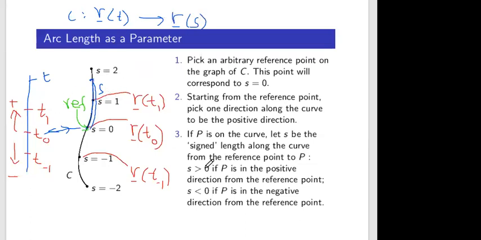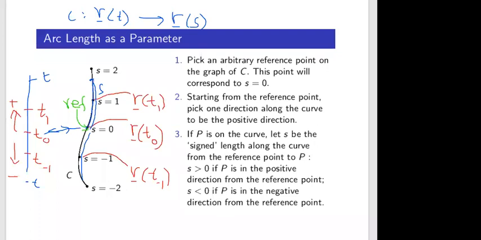If this s is positive, here, look at this, this is your P, and P is on the curve. This is positive s. And if this t lies below this t naught, let's say it lies here, then this is your minus t, and the corresponding arc length is negative.